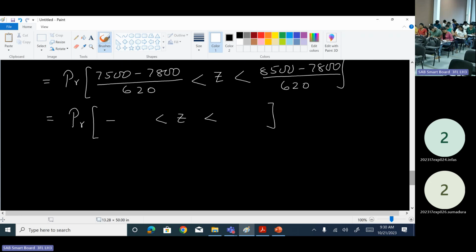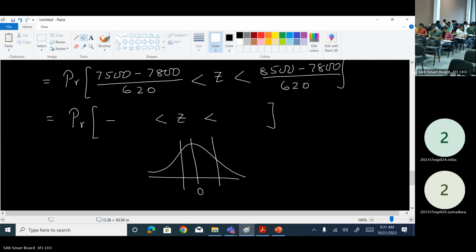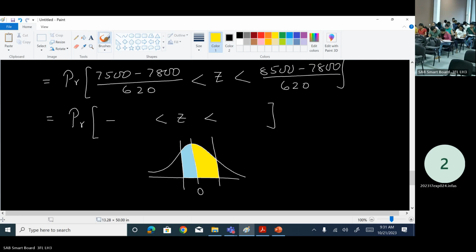So then you draw the structure. 0 comes in the middle, one value negative, maybe somewhere here, the other value positive, maybe somewhere there. Then you need the in-between region. So you refer the two values separately and add.